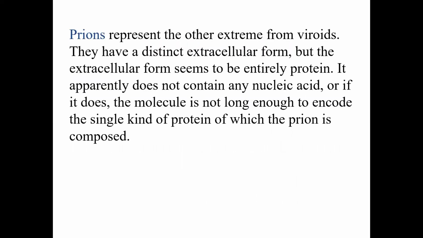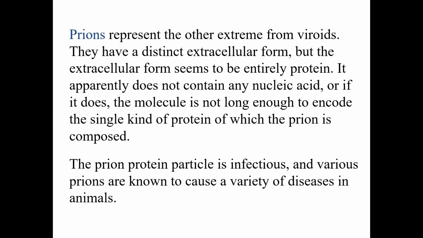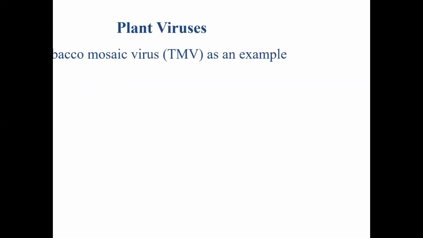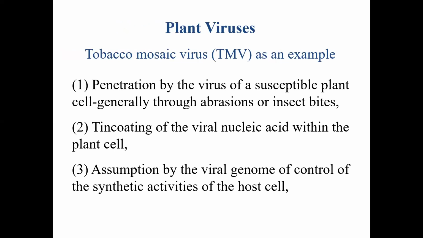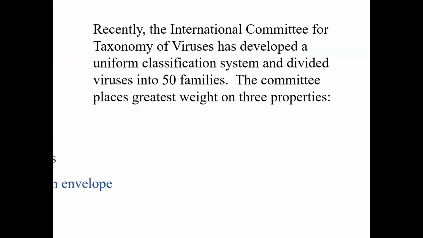Prions, on the other hand, are the other extreme of viroids, meaning they don't have RNA or DNA. They are entirely a protein structure. And they have been found to also create diseases in living things, right? The prion protein particle is infectious, and there are various prions known to cause a variety of diseases in animals. And then you have plant viruses, for example, tobacco mosaic virus. You can read up on that, right?